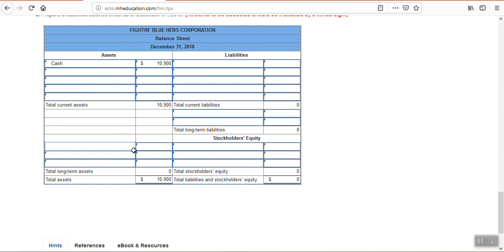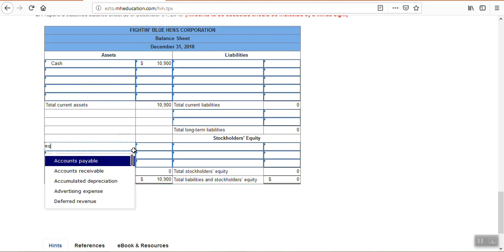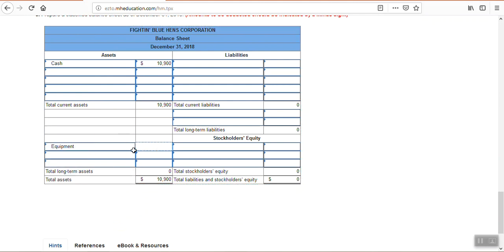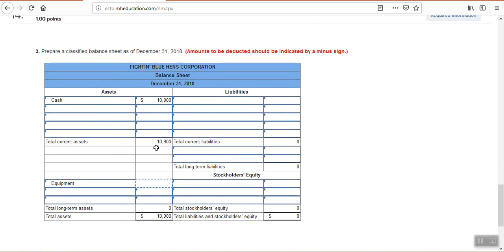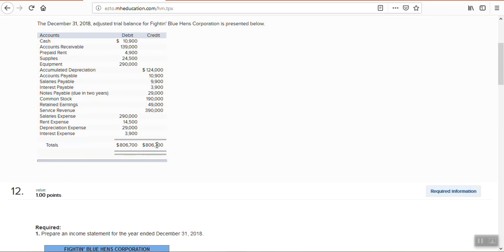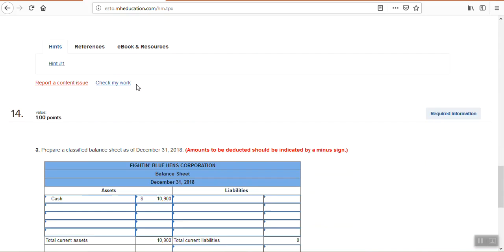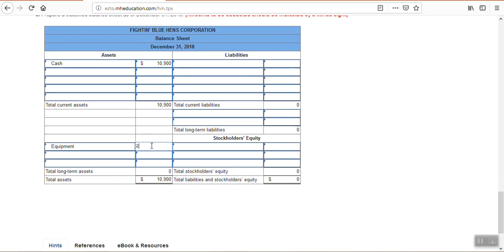Don't really have a label for the long-term assets, but the long-term assets are fixed assets, and I think there was equipment. I think that was the only one. So equipment, buildings, vehicles, land, all of those are long-term assets. So there's our equipment. So we had equipment, and that's the only one I see. So equipment would be $290,000. And this is where it gets a little tricky.